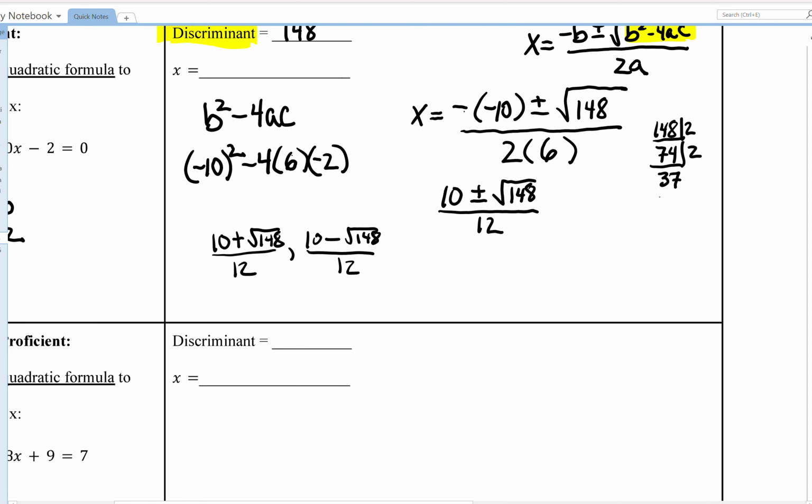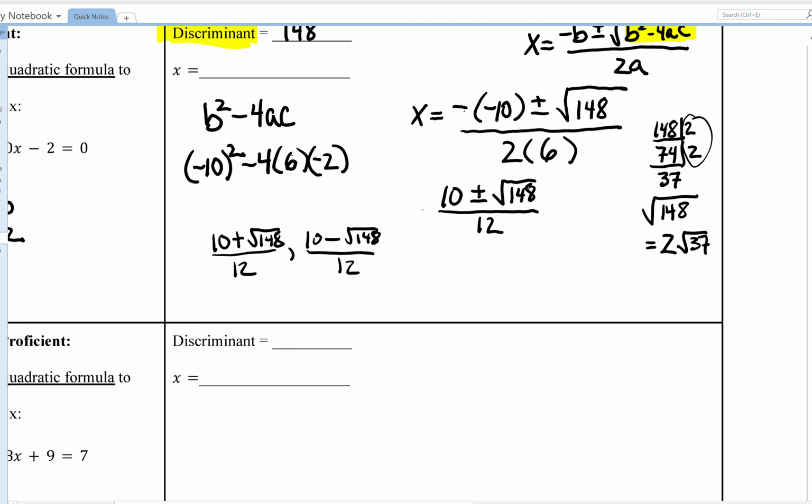Yeah, 37 is prime. And so I've got 2 2s, that's a 4. And so the square root of 148 is equal to, those two 2's are going to come out as a 2. So that's going to be 2 times the square root of 37.